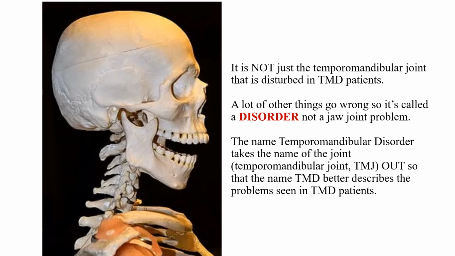So it's really important to understand it's not just the temporal mandibular joint that's disturbed in TMD patients. Most TMD patients have a whole bunch of stuff like eye problems, ear problems, neck problems, all kinds of stuff. They have thyroid disease. There are just so many things that they have, and it's all clustered together and stuck together. It's not just a joint. Got it? A lot of other things go wrong with TMJ or TMD, and I slipped, right? I'm brainwashed a little bit. A lot of other things go wrong, so it's called a disorder, not a jaw joint problem.